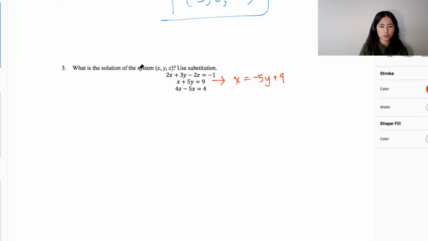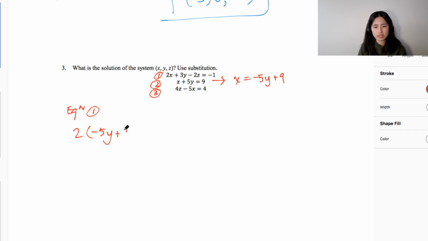Because we have x, basically we're going to be left with y and z. So I'm using equation 1. Again, you need to label these as 1, 2, and 3. It's just for organization, so at least you know which equation you're referring to. So I'm picking equation 1, and because I'm seeing x, that's going to be negative 5y plus 9, and this is plus 3y minus 2z, which is equal to negative 1.